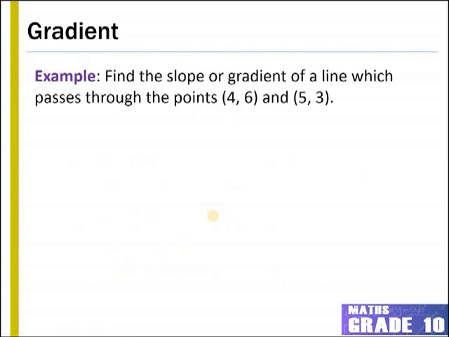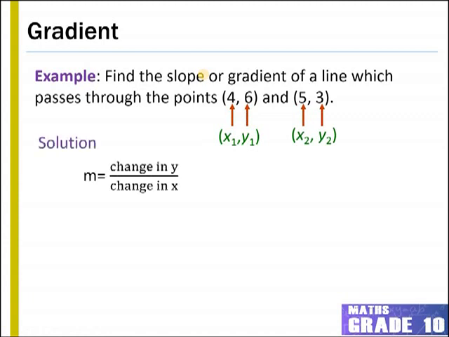Example: find the slope or gradient of a line which passes through the points (4, 6) and (5, 3). Slope and gradient are exactly the same thing. They're just two words for the same idea. Let's start by labelling the point (4, 6) as x1, y1 and the point (5, 3) as x2, y2. Then we can use our formula for gradient.